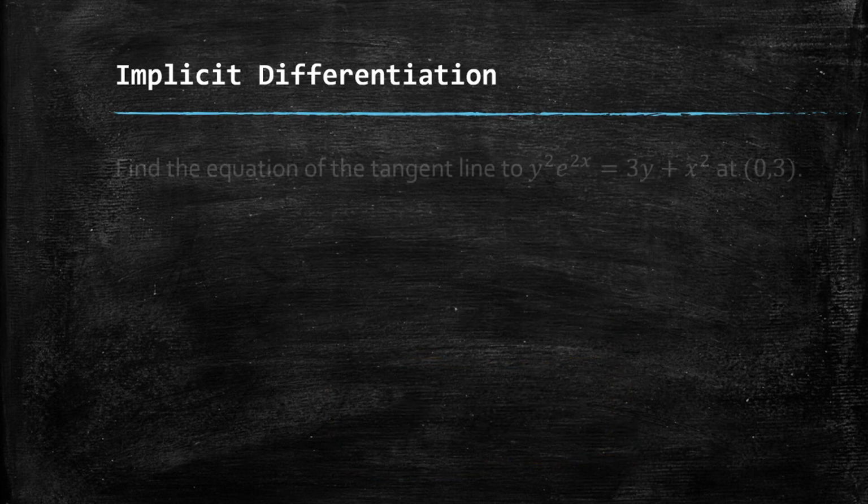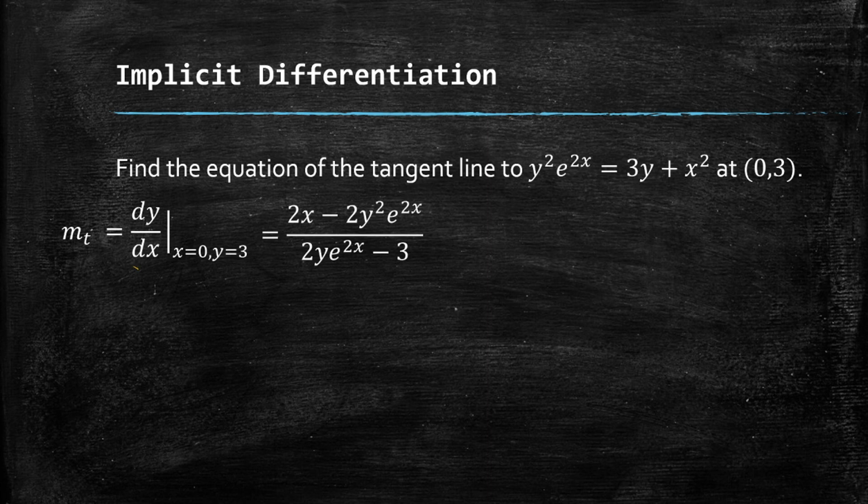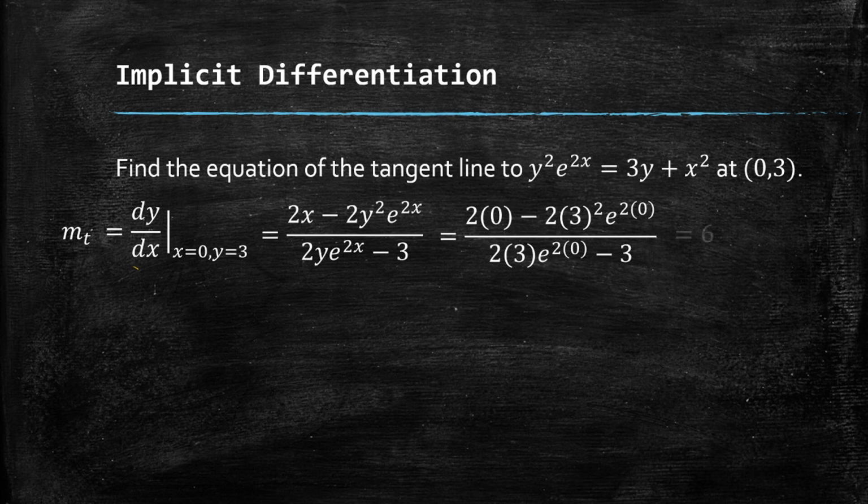Then we substitute. To take note, for the equation of the tangent line we're going to apply the point-slope formula, so we also need the slope of the tangent line. The slope of the tangent line is dy/dx, but we're going to substitute 0 and 3. This notation here is simply saying that we're going to substitute 0 and 3. So this is our formula, and if we substitute 0 and 3, we have this, and the result is 6.